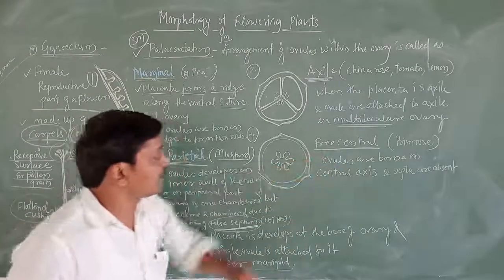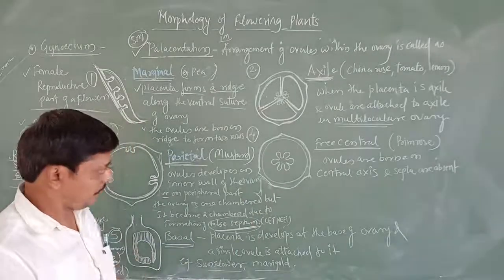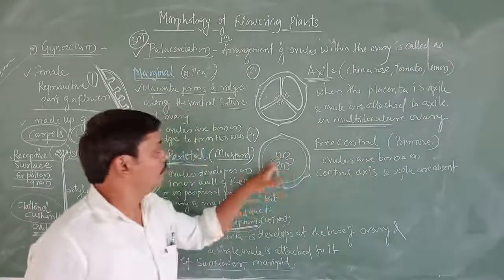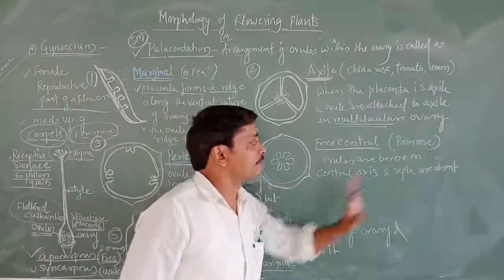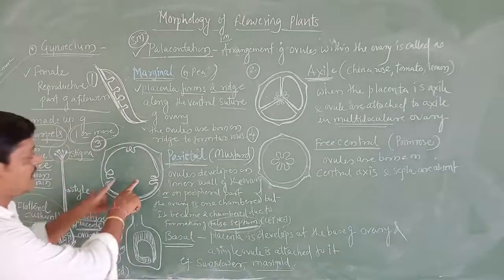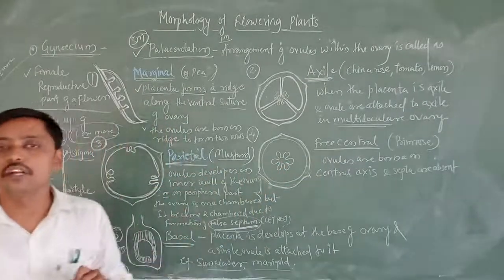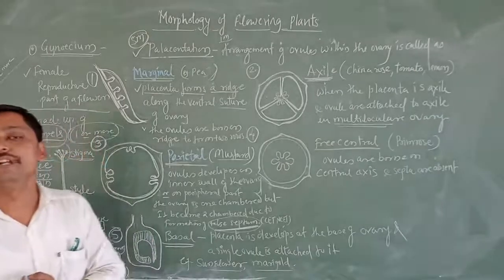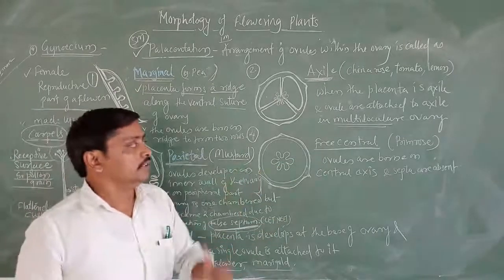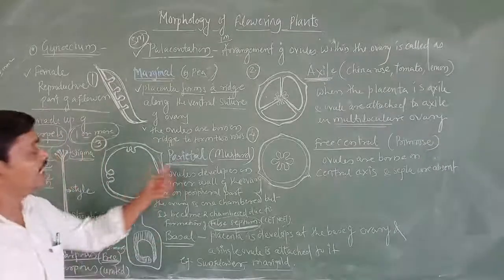Next, free central placentation. In free central placentation, we are not going to get any septum. In the sense, ovules are borne on the central axis, and the septa are absent. There is no septa. Here, the false septa is there in parietal placentation. Septa is absent in free central placentation. This is also a very important point regarding your competitive exam. Understood? In which type of placentation are you not going to get the septa? The septa is absent in free central placentation, and the false septa is formed in parietal placentation.